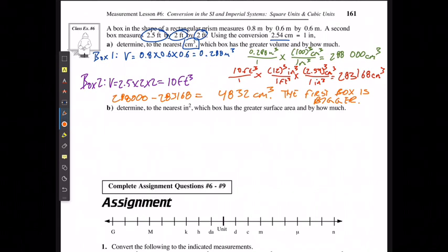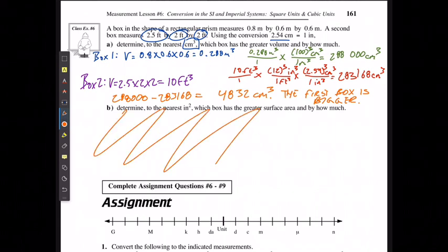In terms of the surface area, don't worry about that. We're not going to get into the surface area for that.